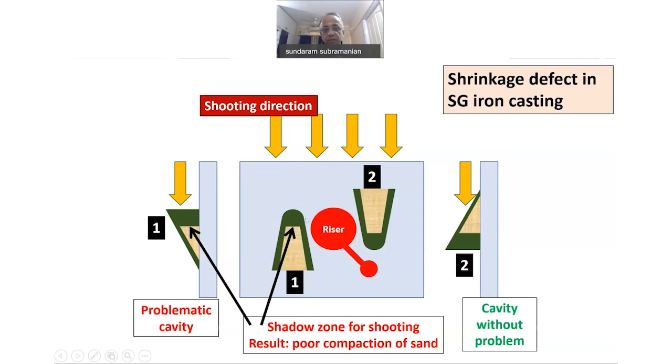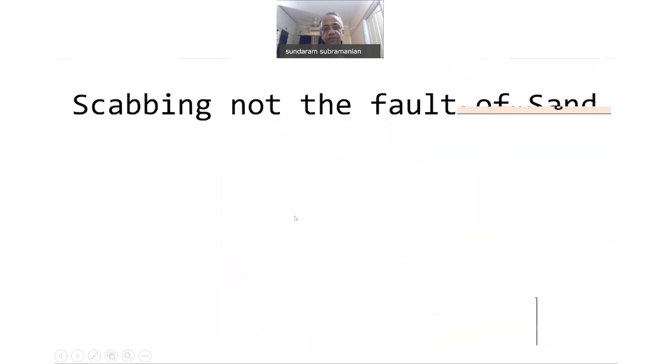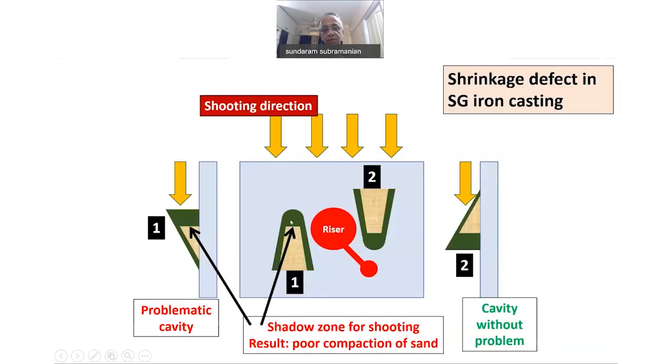And then whatever the riser was able to feed was inadequate to feed the increased volume here. The bulge means the sand has moved away, so the requirement of metal has increased. So the riser is not able to feed because the neck is already dimensioned for only that much amount of metal that is calculated for.